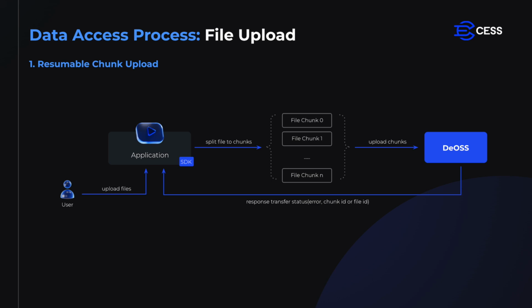Once all chunks have been successfully uploaded, DeOSS returns a unique index hash to the user, confirming that the file upload has been completed. The user's file is then stored in the DeOSS cache queue, where it awaits pre-processing. This pre-processing includes tasks like data encryption and segmentation. Finally, the processed data is distributed to a group of storage nodes for persistent storage, ensuring the data is securely stored and easily accessible.